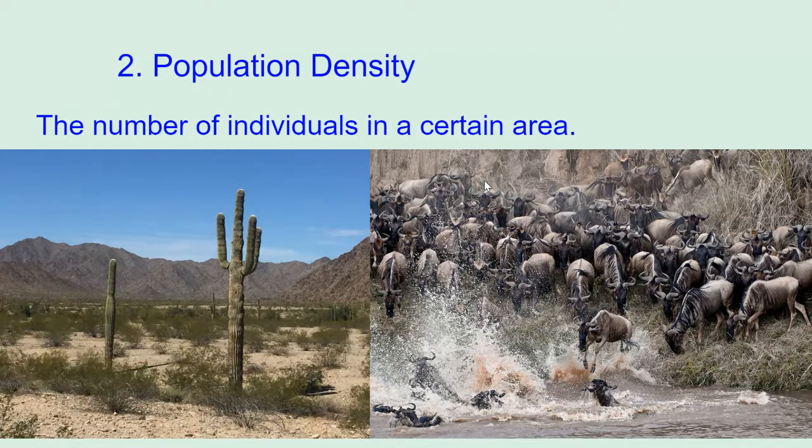Next characteristic is population density, and that's the number of individuals in a certain given area. You could see that sometimes there is a low population density, like here with the cacti. There are relatively few cacti in that given area. There are not too many of them all together. Versus here, you can see wildebeest, and that's a very high population density. There are a lot of wildebeest in that one given area. So here we have a low population density, and here we have a high population density.